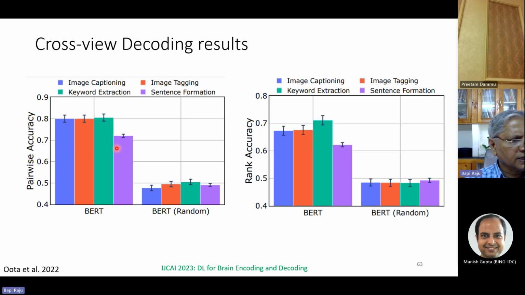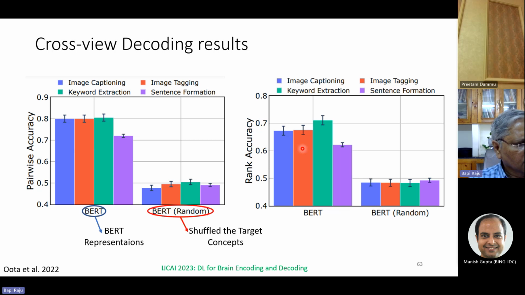Of course, sentence formation is a very complex task. The accuracy is lower, but it's still feasible, much better than the shuffled models. So image captioning, keyword extraction, all these are feasible. This is the average over all these experiments, the different tasks: image captioning, decoding performance, average accuracy, and so on. So these are shuffled concepts, and this is BERT fine-tuned with shuffled concepts.